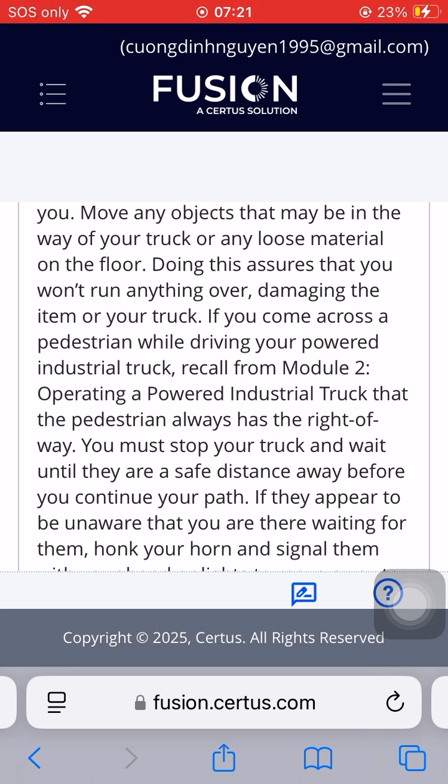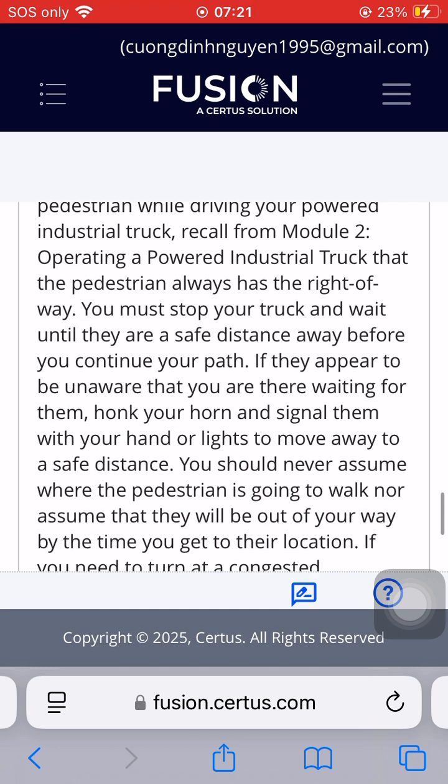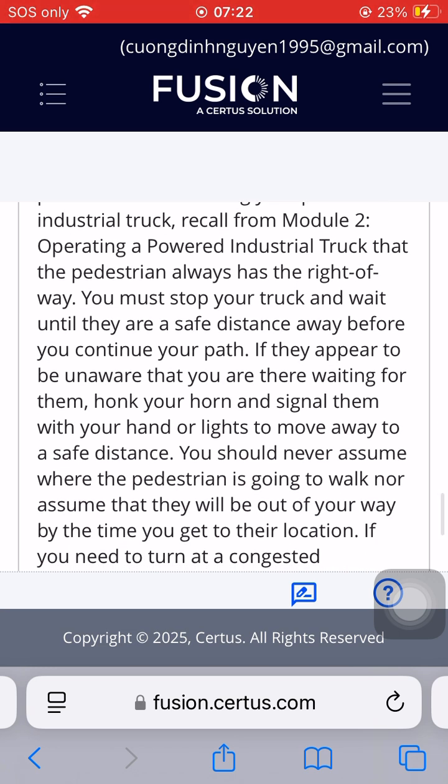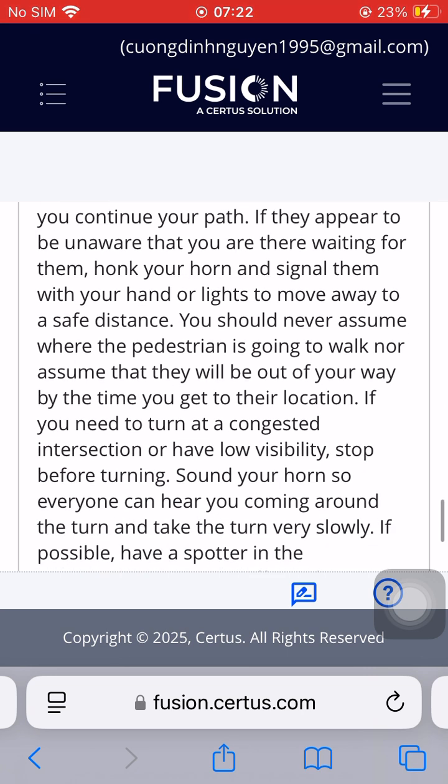If you come across a pedestrian while driving your powered industrial truck, recall from Module 2, Operating a Powered Industrial Truck, that the pedestrian always has the right of way. You must stop your truck and wait until they are a safe distance away before you continue your path. If they appear to be unaware that you are waiting for them, honk your horn and signal them with your hand or lights to move away to a safe distance. You should never assume where the pedestrian is going to walk, nor assume that they will be out of your way by the time you get to their location.